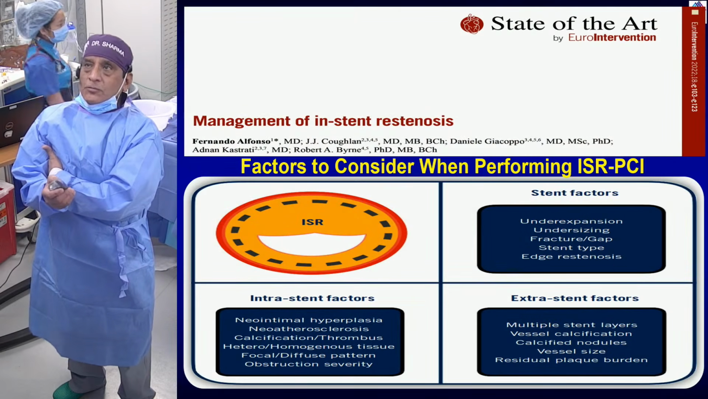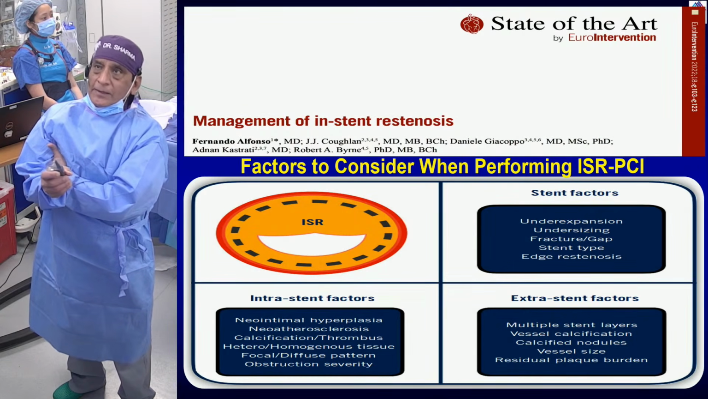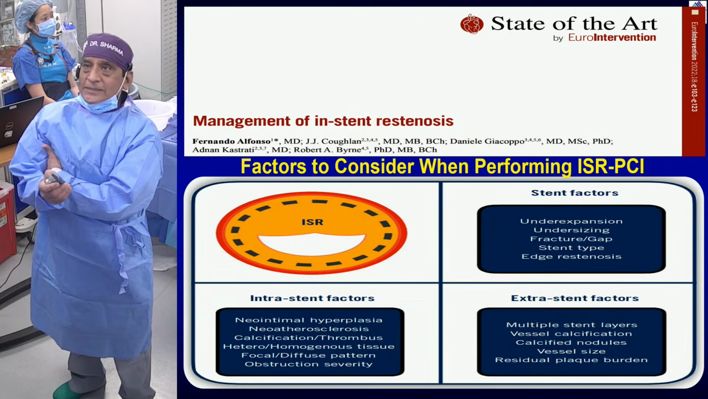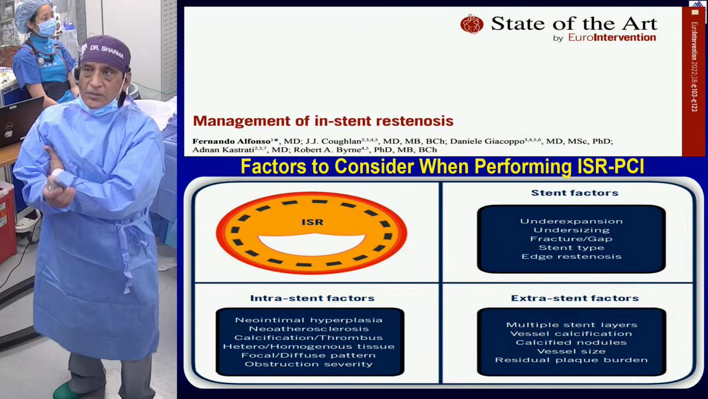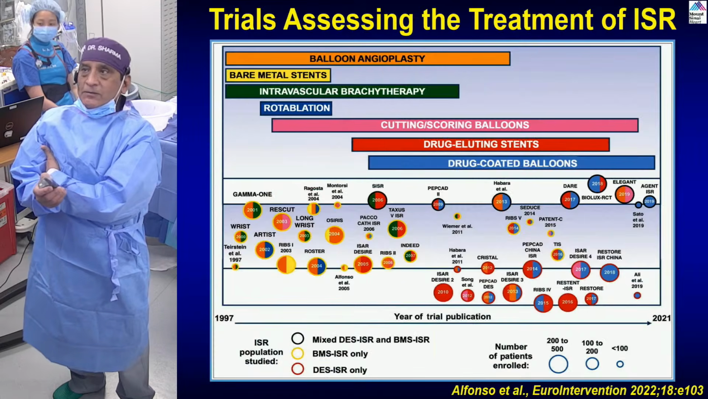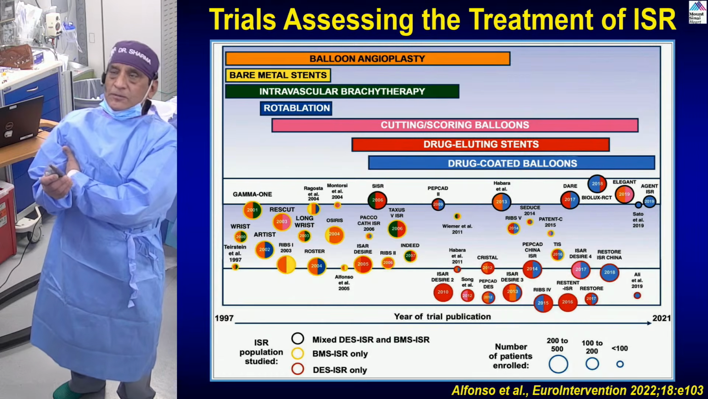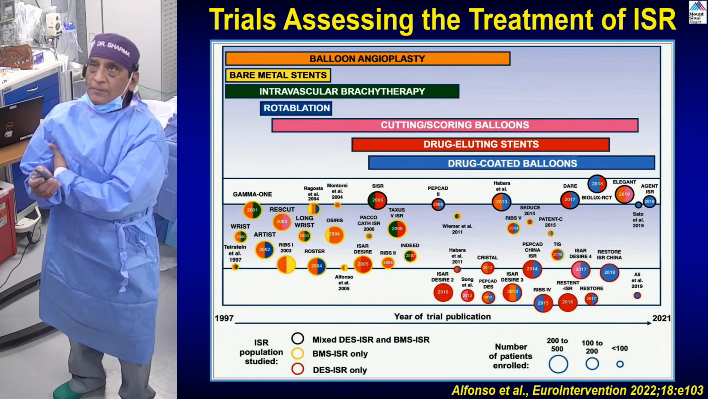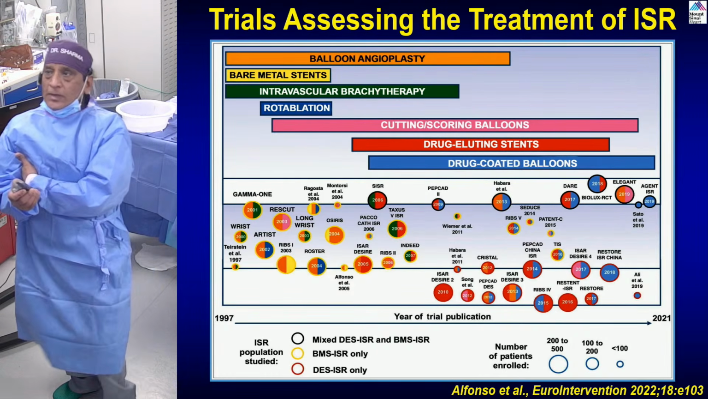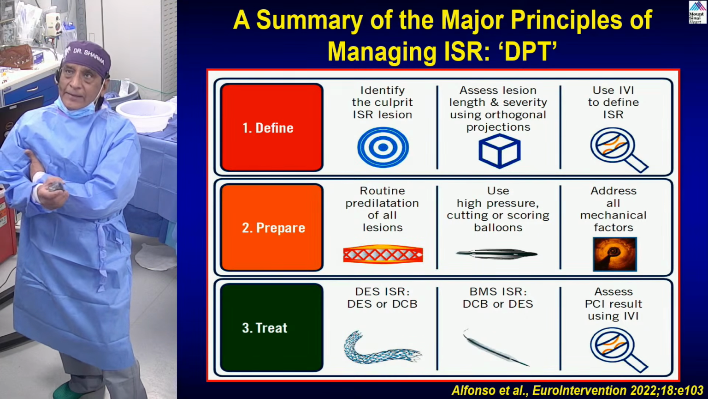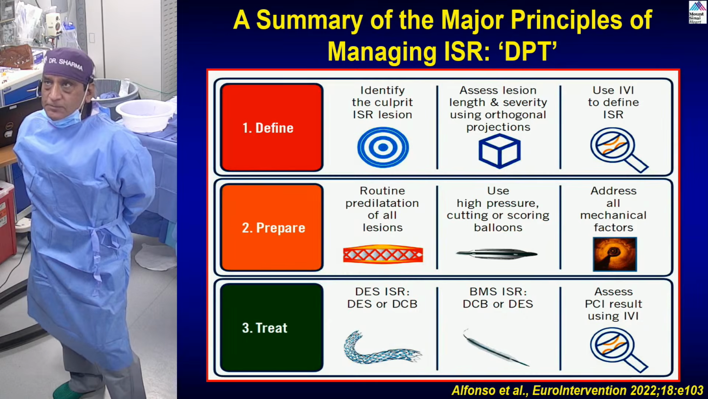Now coming back to a similar paper, a little different, but it also came out in EuroIntervention the same way, on management of ISR. They actually have stent-favoring, new intra-stent, extra-stent, a little different terminology. Very nice, this diagram of various trials of devices, right from the balloon angioplasty to the drug-coated balloon and re-DES. I like this slide. That is the major principle of managing ISR.